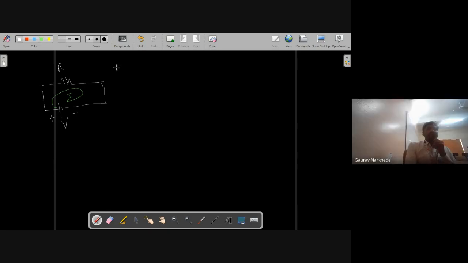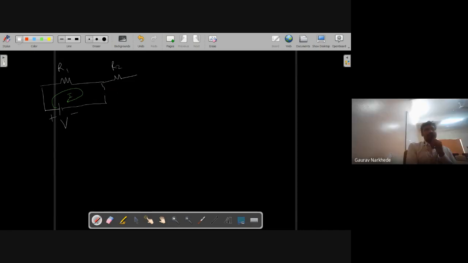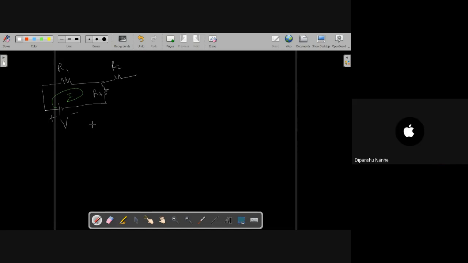Now let us say that I am increasing the circuit. Will current flow in this R2? No, sir. Why? It is an open circuit. In an open circuit, current does not flow at all. Will current flow through this R3? Yes, sir.